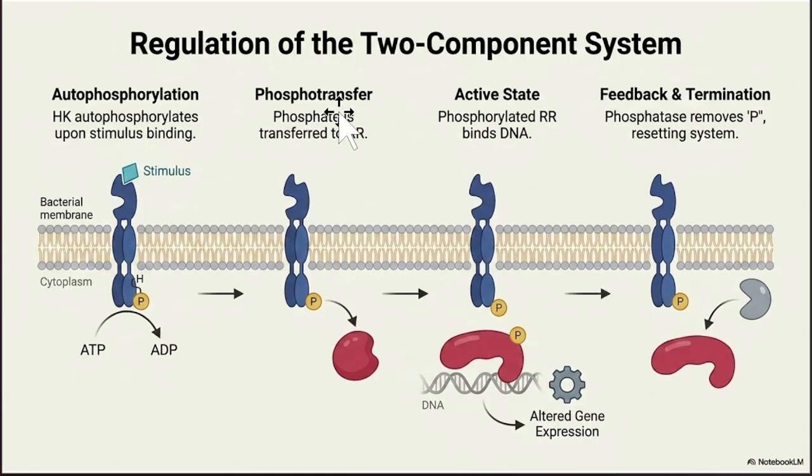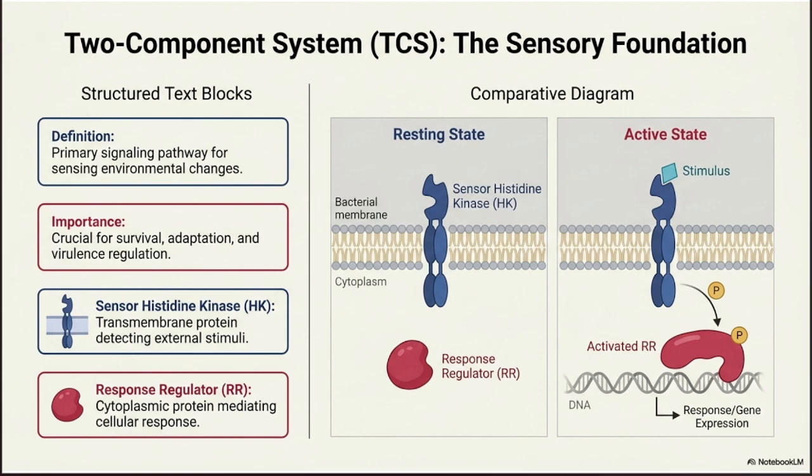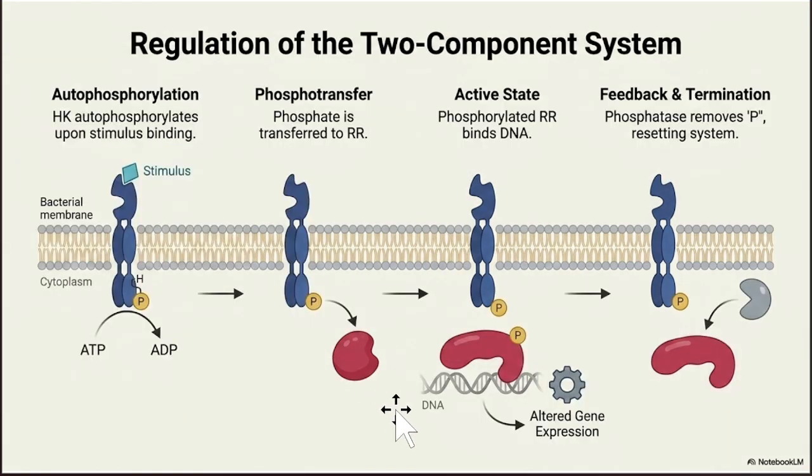First, autophosphorylation. When the stimulus or ligand binds to the receptor, autophosphorylation occurs at the cytoplasmic end. After that, it stimulates the RR, the response regulator. After the response regulator is activated, it travels to the nucleus and binds to the DNA, and then alters the gene expression.